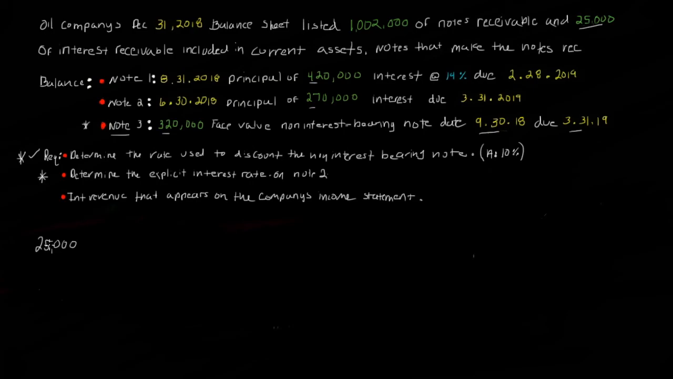Okay. The second step is to find the interest on note number 1. And it is not 14% because we still have a little more time. We need to figure out the interest as of December 31st, 2018. So to do that, we're going to do a little bit of a computation real fast. First thing we're going to do is take $420,000. Then we're going to multiply that by 14%.